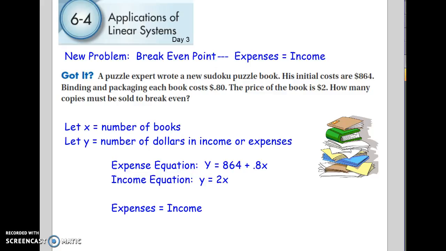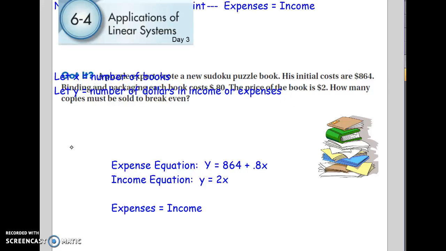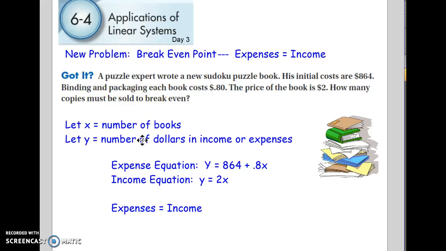So a break-even point problem is always going to be set up in this way. You're always going to be looking for X, which is what you're selling or what service you're providing, right? So in this case, you're selling books. So X is your number of books. Your Y is always going to be how much money you make or how much money you are spending, okay? So Y is your number of dollars in income or expenses. So you have two equations. You have one equation that is your expense equation, which is how much you spent, and the other one that is your income equation, how much that you're gaining.